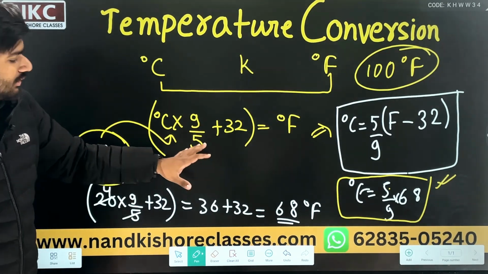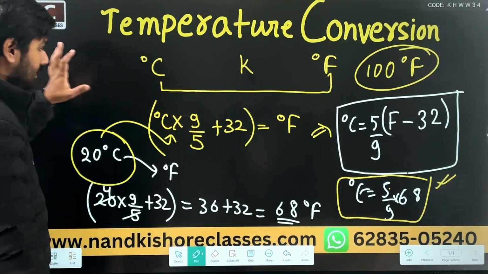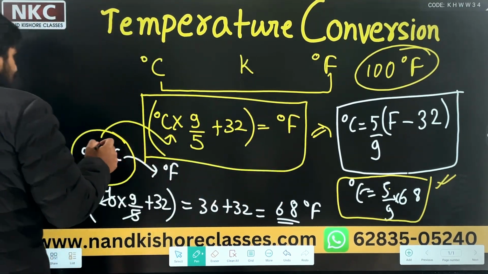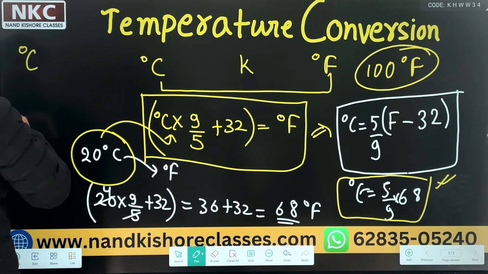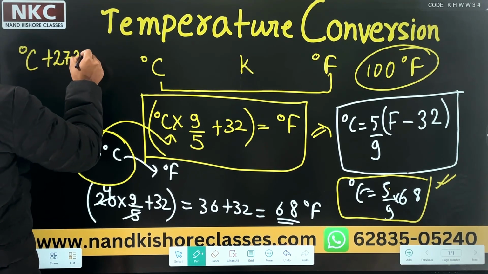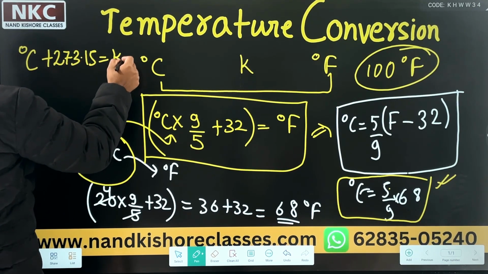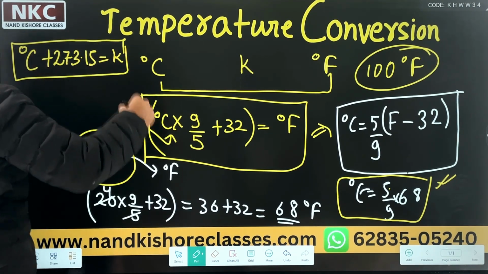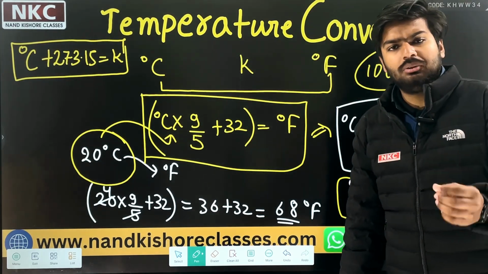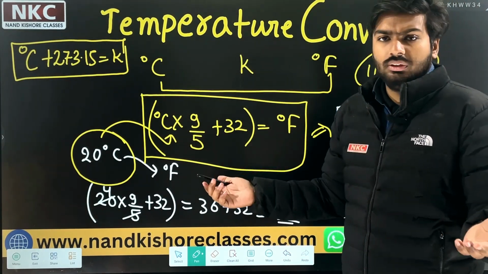Always remember the formulas. There are two formulas. I have told you this formula and the previous one. What is the previous one? Degree Celsius plus 273.15 gives you Kelvin. The answer will be in Kelvin. So these are the two formulas from which you can calculate any type of conversion.